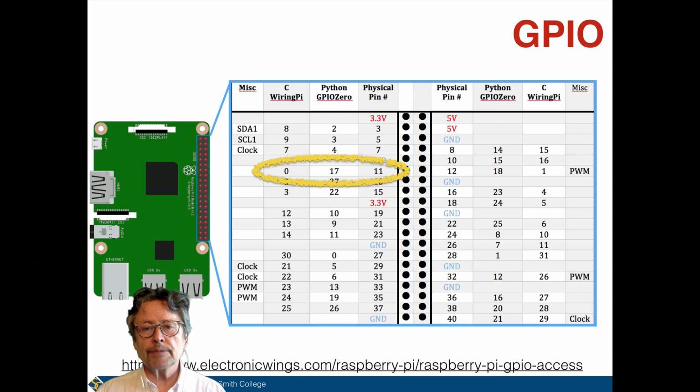All right, so I'm going to do some work with physical pin 11, which is pin 17 in Python, you'll see that, and pin 0 in C. So when in C we're playing with pin 0 and in Python pin 17, it is the same pin, it's physical pin 11.